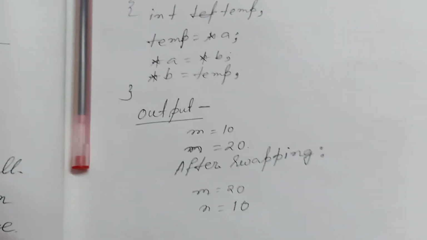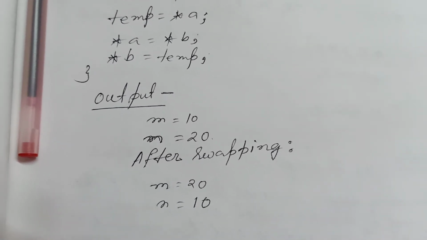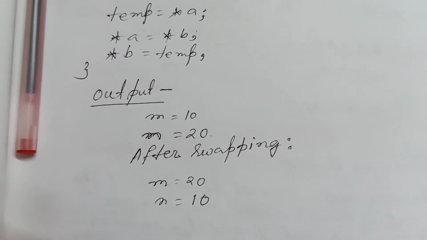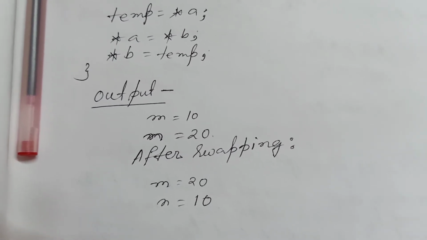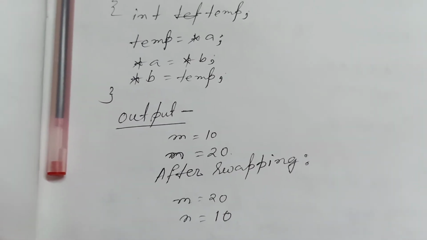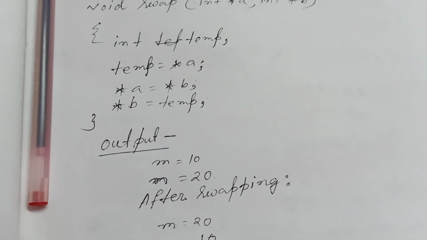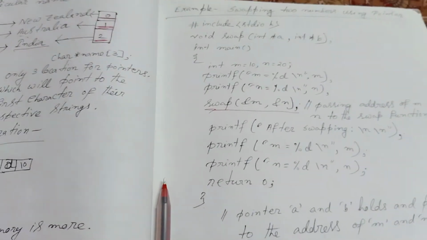So let's take a look at the output. m equal to 10, we are putting n equal to 20. After swapping, what will happen? m equal to 20 and n equal to 10. Okay, so the swapping operation happens by using pointers in this way.